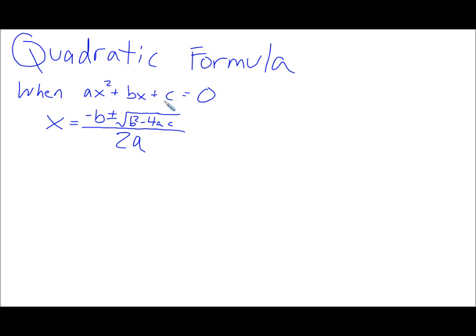A, b, and c are all just numbers. Normally I like to call those constants. I mean, they're constants. They're not variables. We're not trying to solve for them. We're only trying to find the value of x. But a, b, and c are all just numbers.